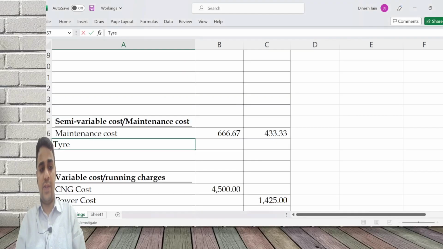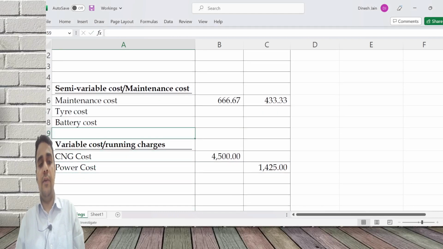I have something called tire cost, battery cost. I'll explain this in some time. Some detailed calculation needs to be done. You can put them under variable or semi-variable. Tire and battery cost, some detailed calculation needs to be done. I'll explain in some time.